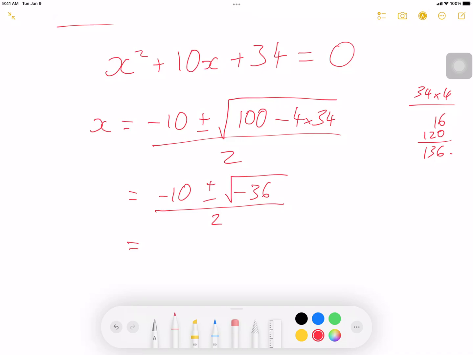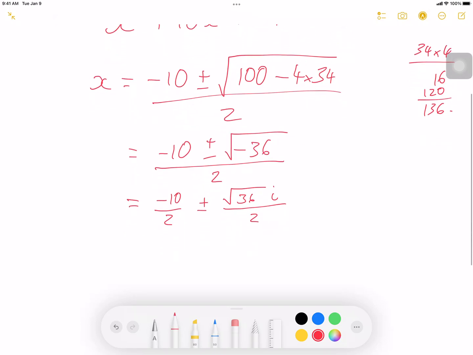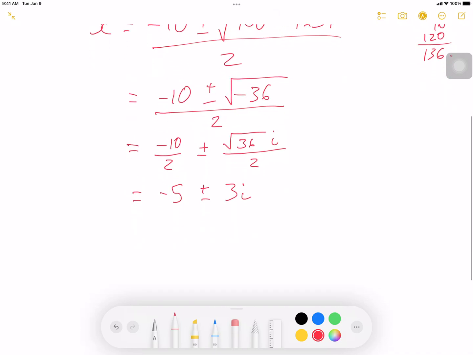So I've got minus 10 over 2 as my real part, plus or minus the square root of 36 times i, all over 2. That's my imaginary part. And then I can say that's minus 5 plus or minus 6 over 2, which is 3i. So those are my two roots.